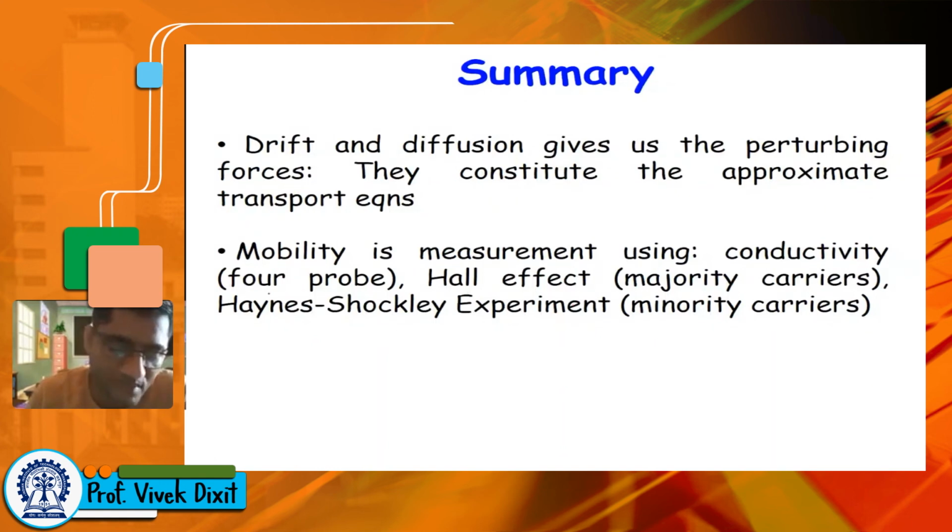There is the four-probe method, which is used to measure the conductivity. Then for majority carriers, their mobility and carrier concentration we can obtain from Hall measurement. And there is another experiment by Haynes and Shockley, which is used to determine the mobility and diffusion coefficient of minority carriers. Right. So with this, we close this chapter.